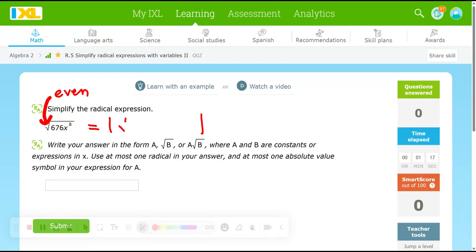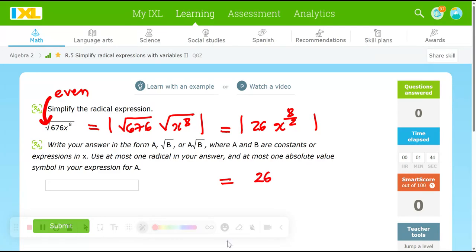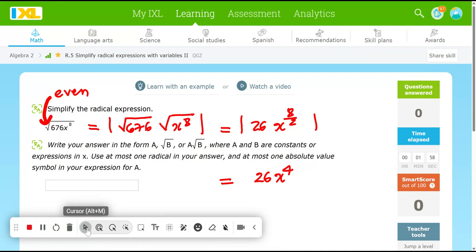Okay. So now I can break down as square root of 676 and then square root of x to the 8. Square root of 676, the answer is 26. And then square root of x to the 8, we already know the answer: x to the 8 divided by 2, which is x to the 4. But you can see over here, 26 is always positive, so you don't need absolute value sign. And then x to the 4 is always positive, so you don't need absolute value sign. That's it, we're done. The final answer is 26 x to the 4.